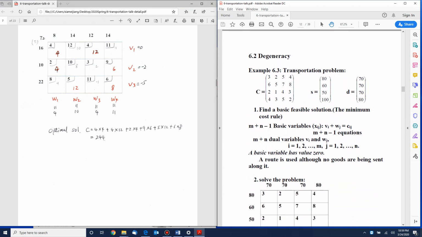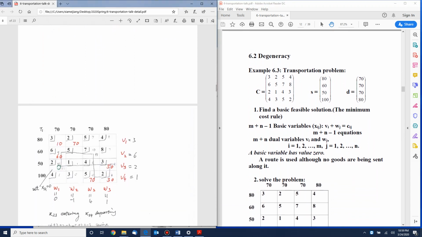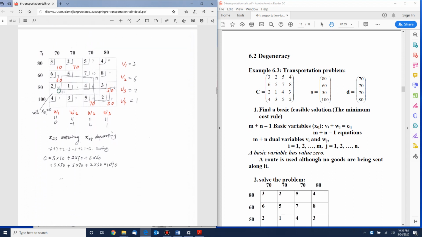Section 2.6.2, degeneracy. Now let's look at this example. The cost matrix is 4 by 4, and you could see we have what? Four sources and 4 markets, right?